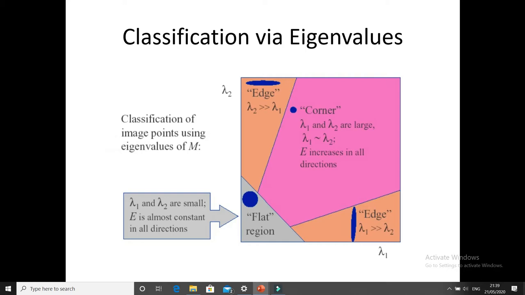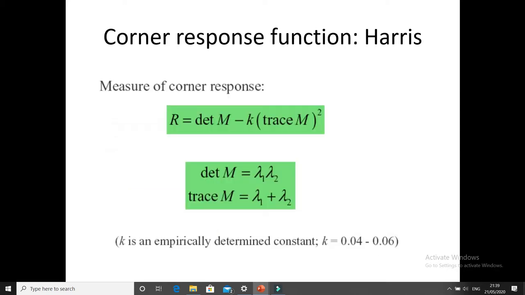This means what we have to do is find the eigenvectors and eigenvalues. These eigenvalues and eigenvectors will tell us whether it is a corner, an edge, or a flat region. Now if we look at the linear algebra here, the determinant of the matrix is actually the product of the eigenvalues.